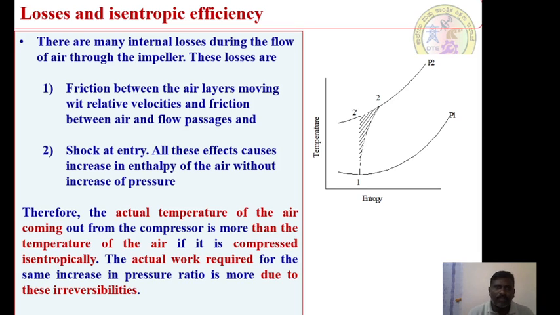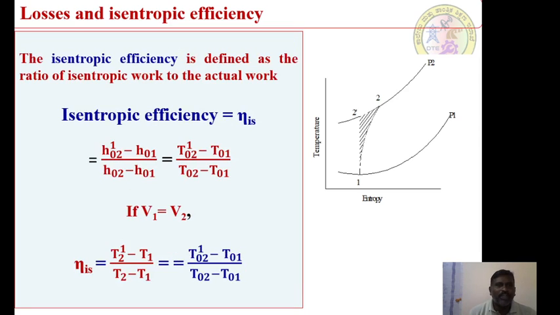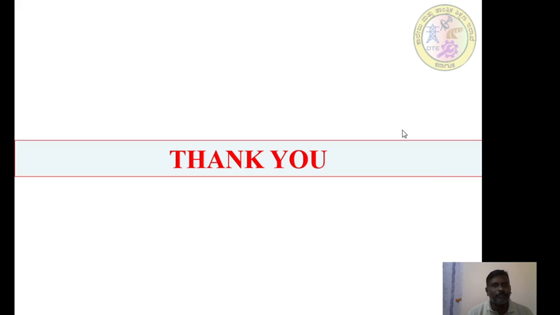In terms of work, I can relate the isentropic efficiency as the ratio of the isentropic work to the actual work done. Taking the stagnation enthalpy into consideration, H02 dash minus H01, and taking the stagnation temperature, it is T02 dash minus T01 divided by T02 minus T01. If we consider the static conditions, that means V1 is equal to V2, the isentropic efficiency is given by T2 dash minus T1 divided by T2 minus T1. This is the expression for isentropic efficiency.